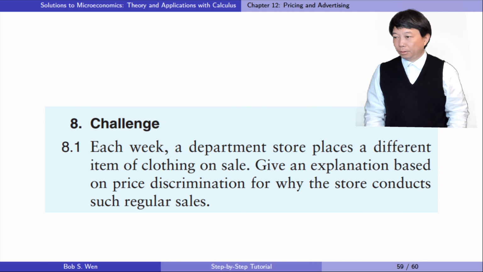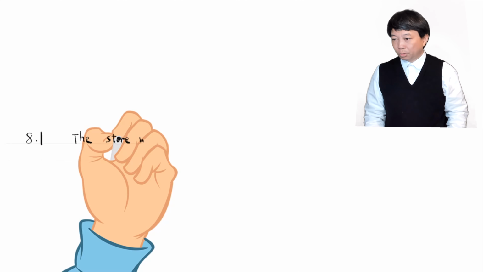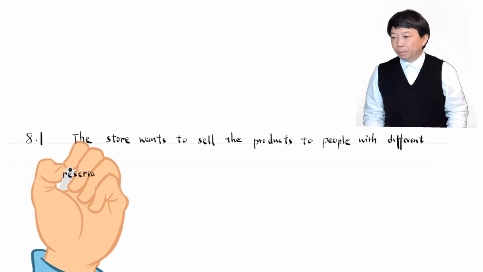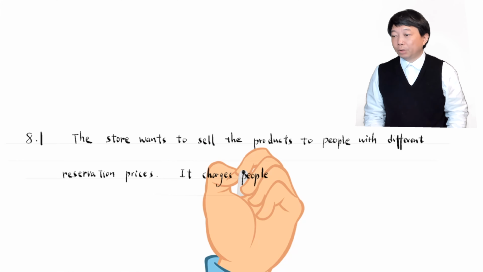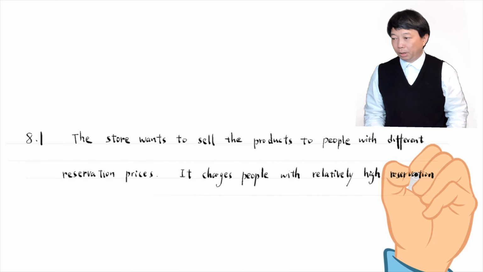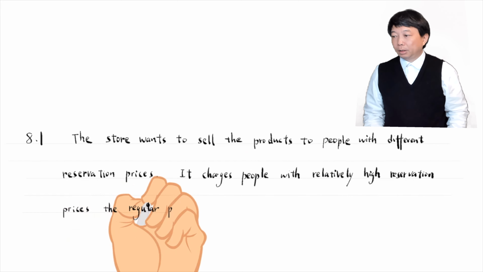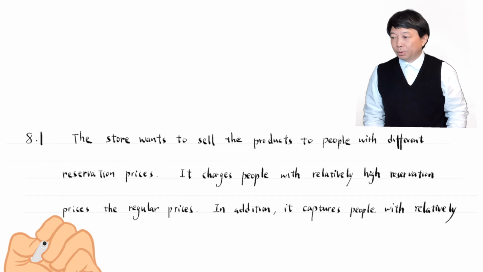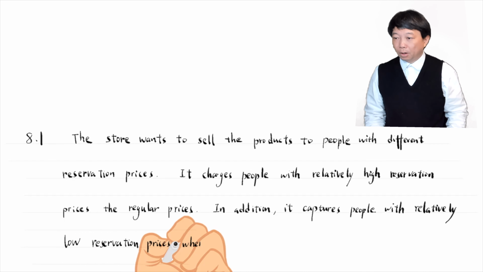In the first question, we will give an explanation based on price discrimination for why the store conducts regular sales. That is because the store wants to sell the products to people with different reservation prices. It charges people with relatively high reservation prices the regular prices. In addition, it captures people with relatively low reservation prices when placing the products on sale.